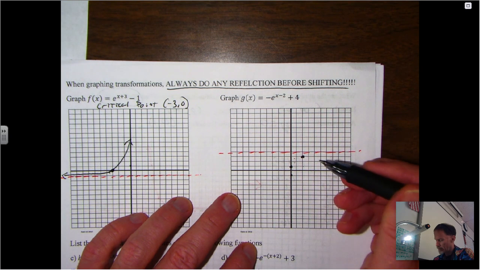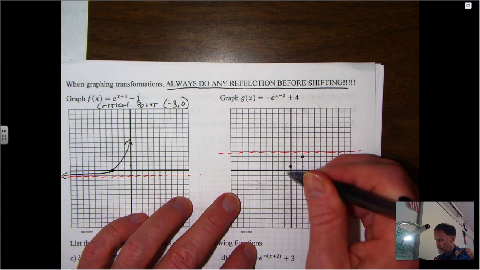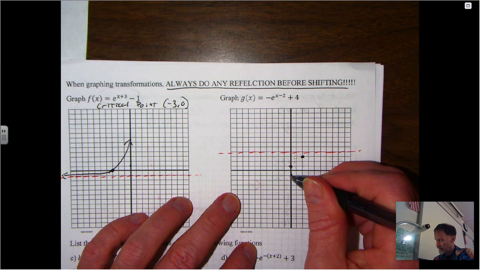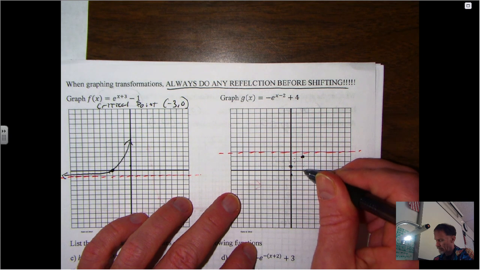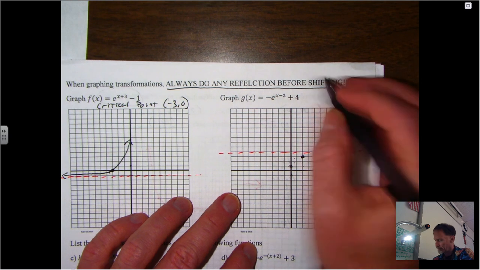Okay, I'm going to do that one more time. So parent function, normal critical point 0, 1. Flip it, reflect it over. So it's 0, negative 1. Right 2, up 4. And there is my critical point, which would be 2, 3.